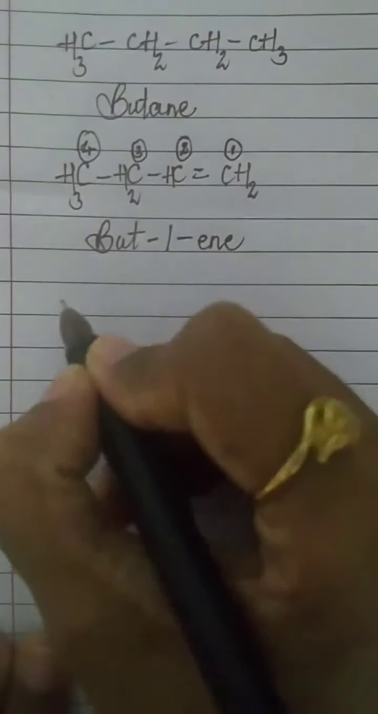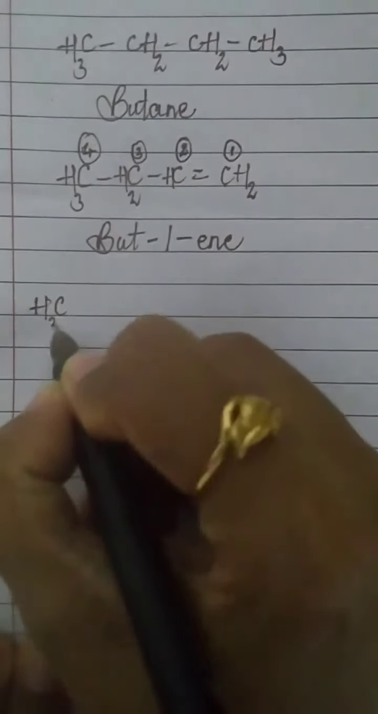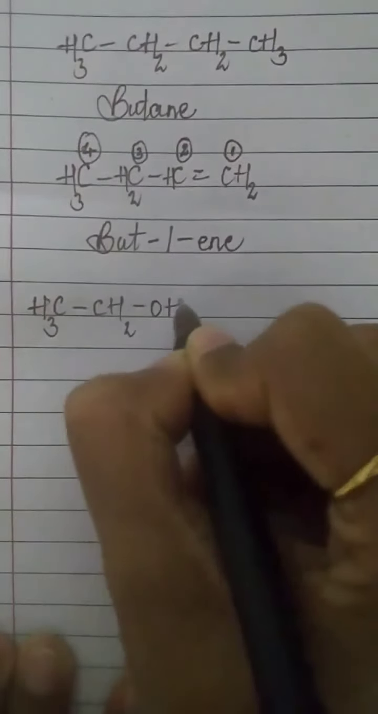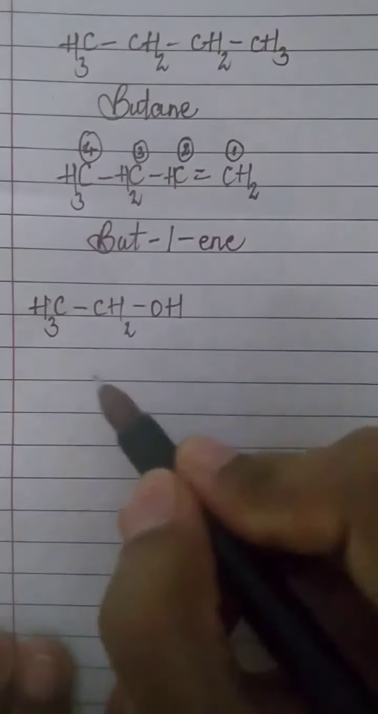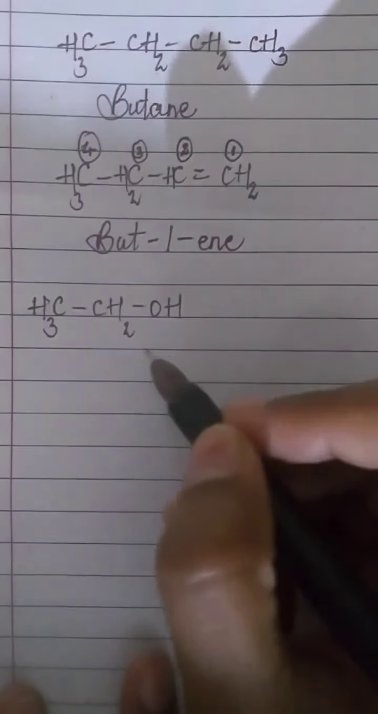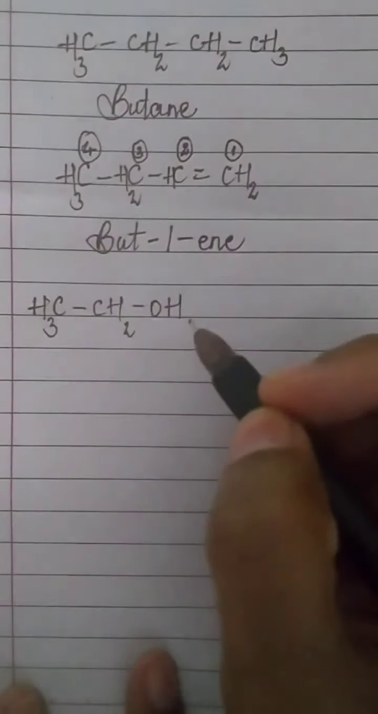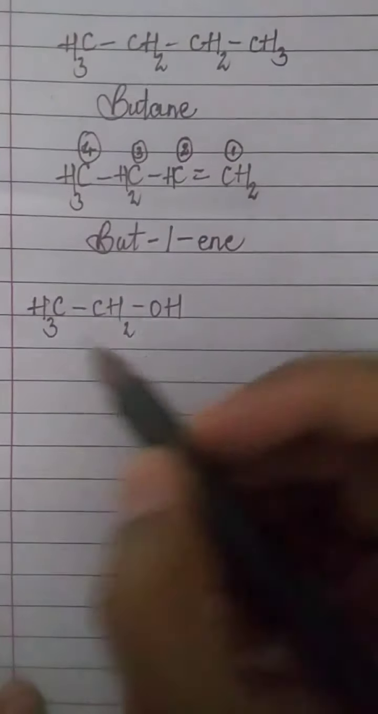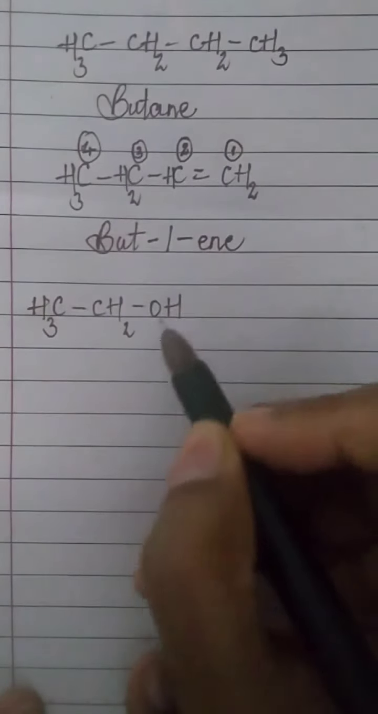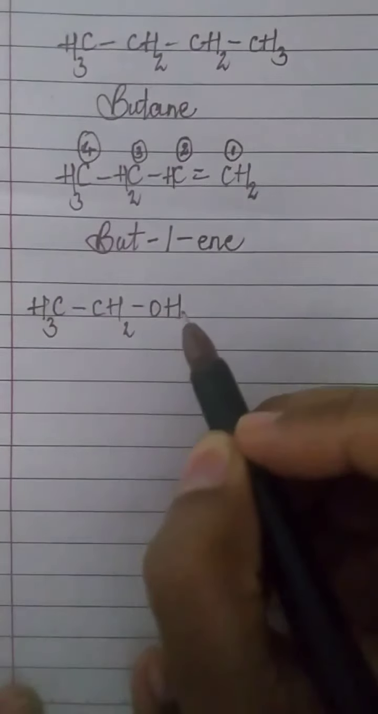Let me take another example. CH3, CH2, OH. Now, those who are coming to this class without going through the previous video, no use. You have to first go through the functional groups and then come for this class. Here, as you can see, the functional group is OH. OH means it is alcohol.